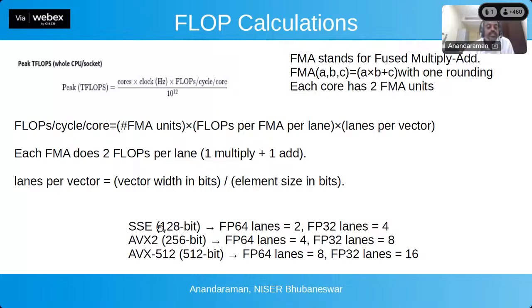If it is SSE, it is 128 bit. AVX, the Advanced Vector Extensions 2, is 256 bit. AVX-512 is 512 bit. Here we are just considering floating point 64, which means double precision, so one floating point number is represented as 64 bits.